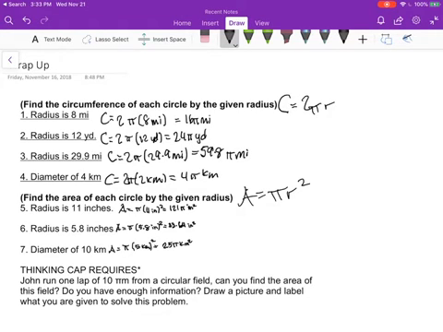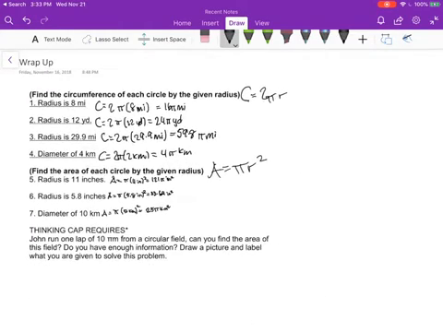So I already answered them for you, because for these problems, you are just inputting the given radius into the formula. But something that you might have a hard time with is numbers 4 and 7, because you're given the diameter and we need the radius.